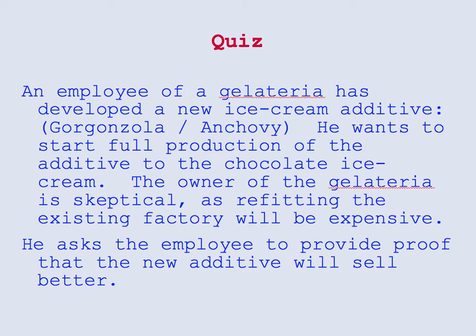So, a little quiz to keep in perspective as we go through this lesson is to imagine this scenario. An employee of a gelateria has developed a new ice cream additive, which is gorgonzola and anchovy. He wants to start full production of the additive to the chocolate ice cream. The owner of the gelateria, rightly so, is skeptical, as refitting the existing factory will be expensive, and he asks the employee to provide proof that the new additive will actually sell better.